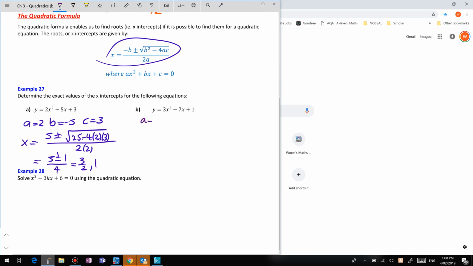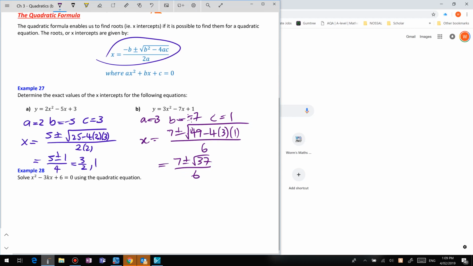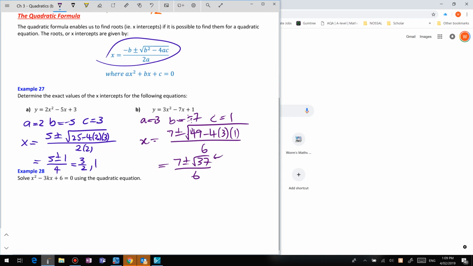This one here, a is 3, b is negative 7, c is 1, x is negative b, so plus 7, plus or minus the square root of negative 7 squared, it's the same thing, 49, minus 4 times a, which is 3, times c, which is 1, on 2 times a, which is 6. So I get 7 plus or minus 49 minus 12, which is root 37, on 6. We can't do anything with that. That's it. This doesn't simplify.